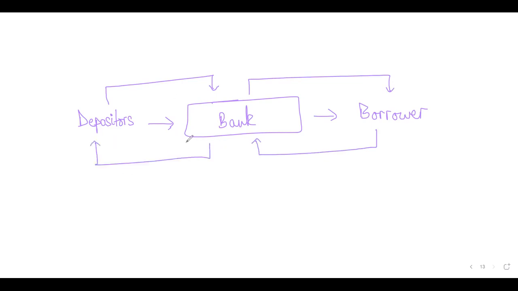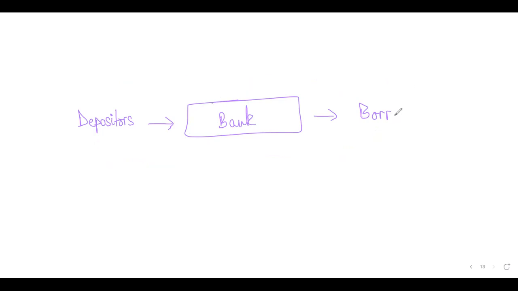But now things will start becoming more interesting. This is obvious, right? Depositors deposit in the bank, the bank uses this money to lend to borrowers, then borrowers pay back the money to the bank, and then the bank pays back the depositors. But this is about to get more interesting, right? Okay, now have a look at this.